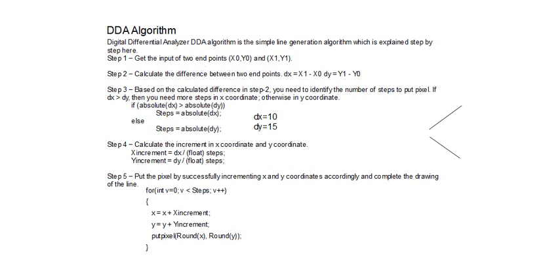So you will have to round off the value for both x and y, so that you can have the exact pixel position, and then you will keep on displaying these pixels. Ultimately, when you reach the steps, all the pixels will have been displayed. So that is our DDA algorithm.